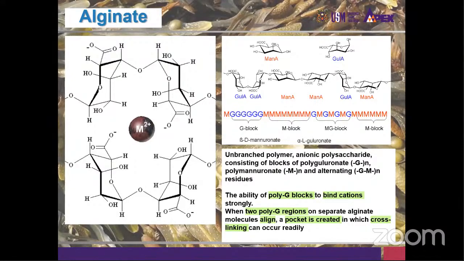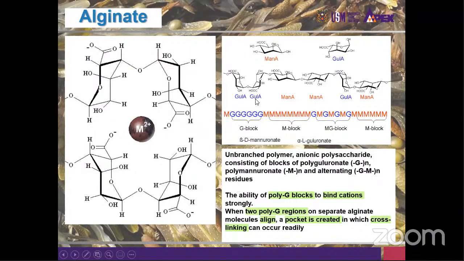Alginate is actually another algae. It looks like green, like at the back. It's an unbranched, linear chain, and it is an anionic polysaccharide that consists of polyguluronate G and polymannuronate M, and alternating GM residues.